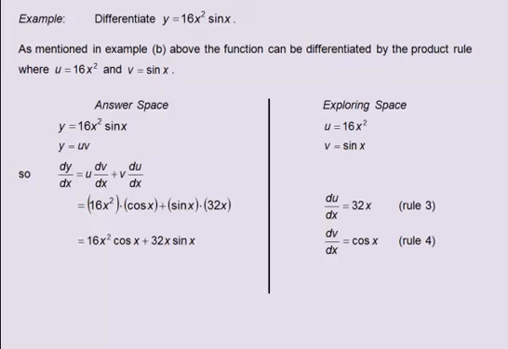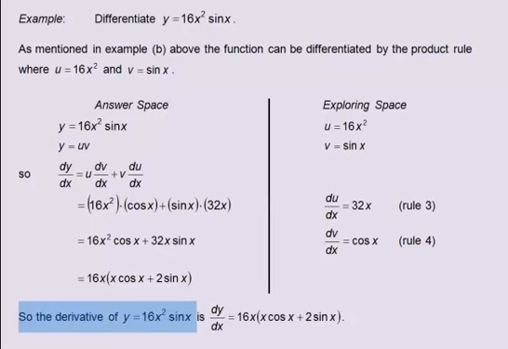Removing the brackets and using algebra, this equals 16x squared cos x plus 32x sin x, which has a common factor of 16x, and so it equals 16x multiplied by x cos x plus 2 sin x. So the derivative of y equals 16x squared sin x is dy by dx equals 16x multiplied by x cos x plus 2 sin x.